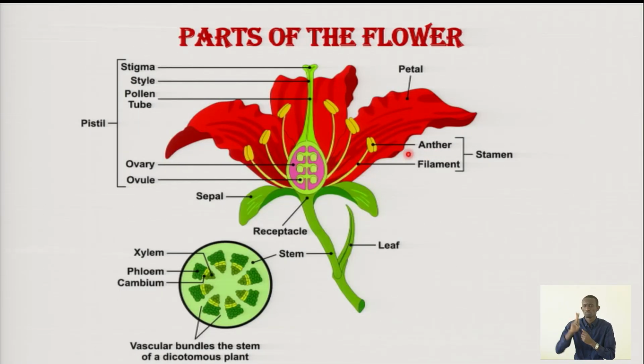Then from there, the flower has the female part, which is called pistil or carpel, that is made up of the stigma responsible for receiving pollen grains. Then there is style, which holds the stigma in proper position and has inside the pollen tube for transporting pollen grains. Then there is ovary, which has ovules inside.